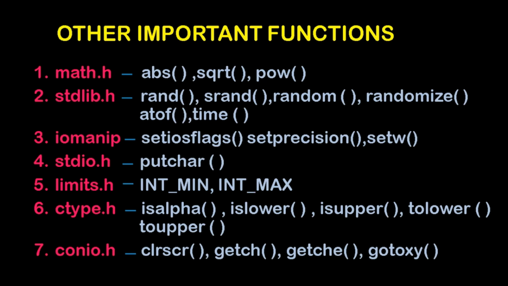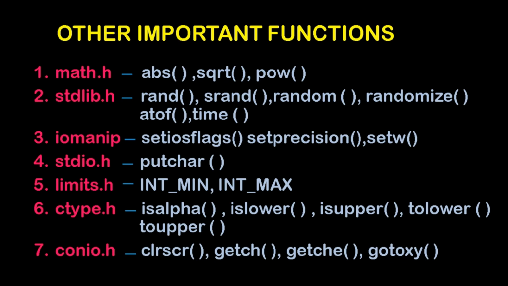stdio.h has putchar. In limits.h you have variables like INT_MIN, INT_MAX. This also I have mentioned here because in one program we have used this header file limits.h in sorting and searching type of questions. In our textbook we have this variable. And next is ctype.h: isalpha, islower, isupper, tolower, toupper. tolower means it will convert it into lowercase letter. islower is checking whether it is in lowercase letter or not.